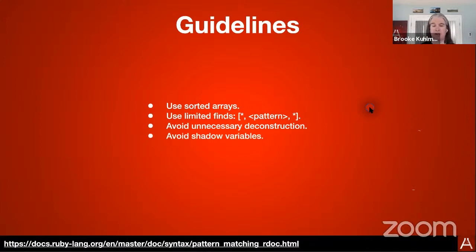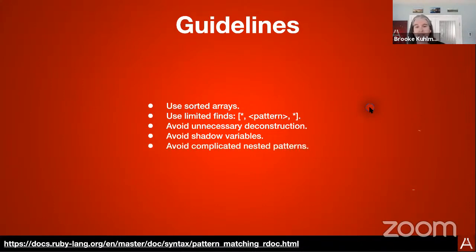And then lastly, shadow variables. In the case where I was showing variable pinning and local variables, it's very easy for your patterns to actually overwrite a local variable that you didn't intend. So be careful naming your variables really clearly so that you don't accidentally overwrite your local variable, because that can lead to some surprising effects.